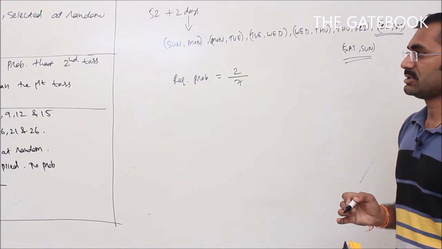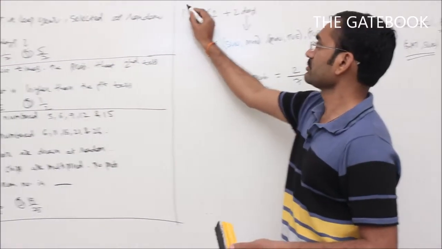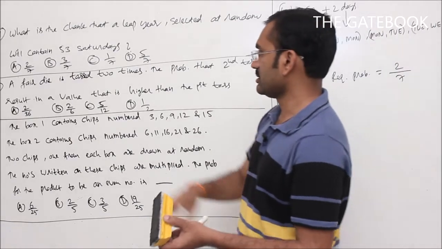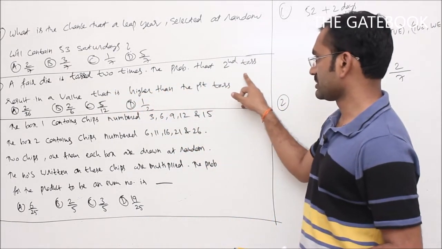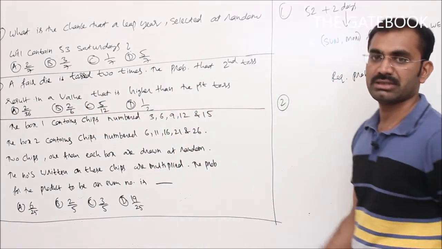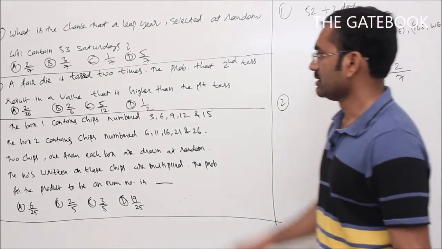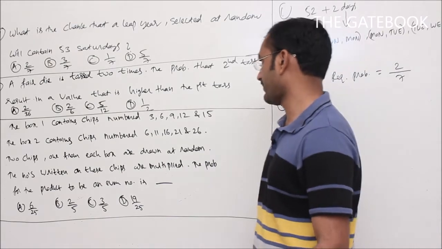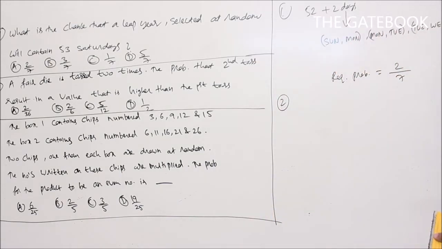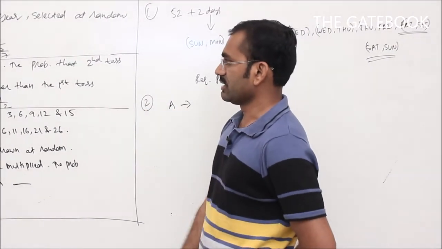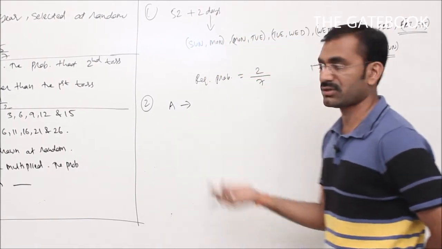Now we'll come to the second question. A fair die is tossed 2 times. Find the probability that the second toss results in a value that is higher than the first toss. See here, let A be the event that the second toss results in a value higher than the first toss.